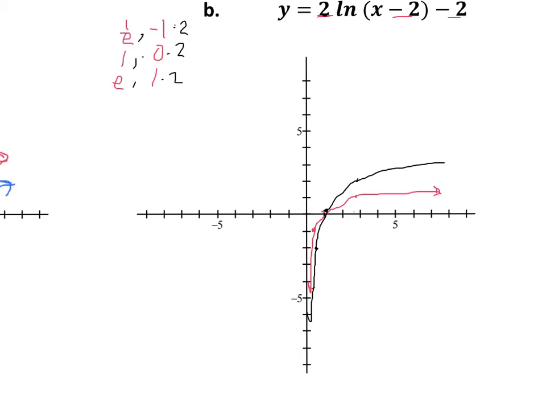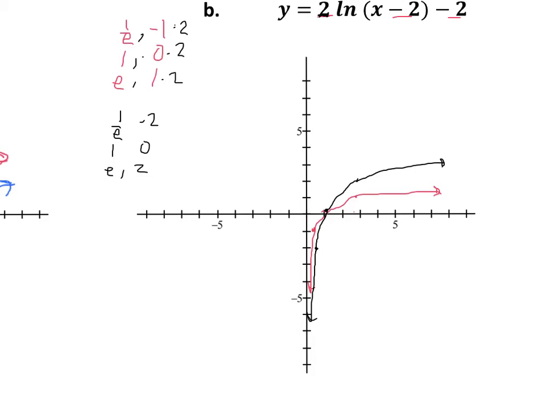So that's the effect that 2 out in front has. Okay. Now we're going to shift it. And we're going to shift it which way again? Right 2 and down 2. Okay, so here, for the black one, let's write our new points and see what they look like. So for the black one now, they're 1 over e and negative 2, 1 and 0, and e and 2.